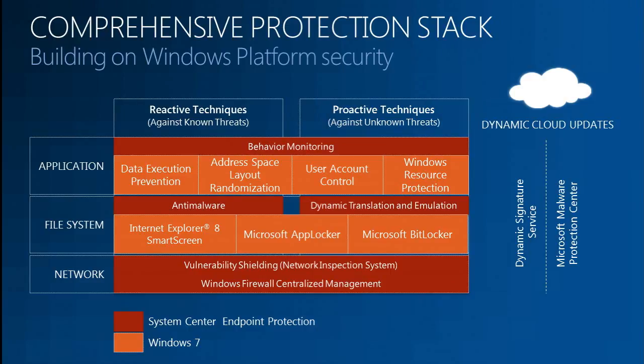And then above that, we have the anti-malware, dynamic translation, and emulation, which I'll talk about a little bit on the next slide. And then at the application layer, we have the Windows component of data execution prevention, address space layout randomization, UAC, and Windows resource protection. And on top of that, in the anti-malware stack again, we have behavior monitoring.